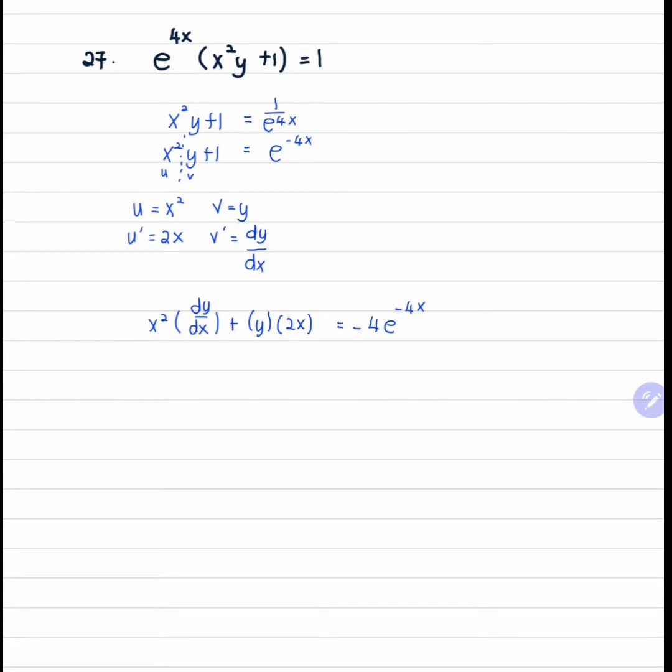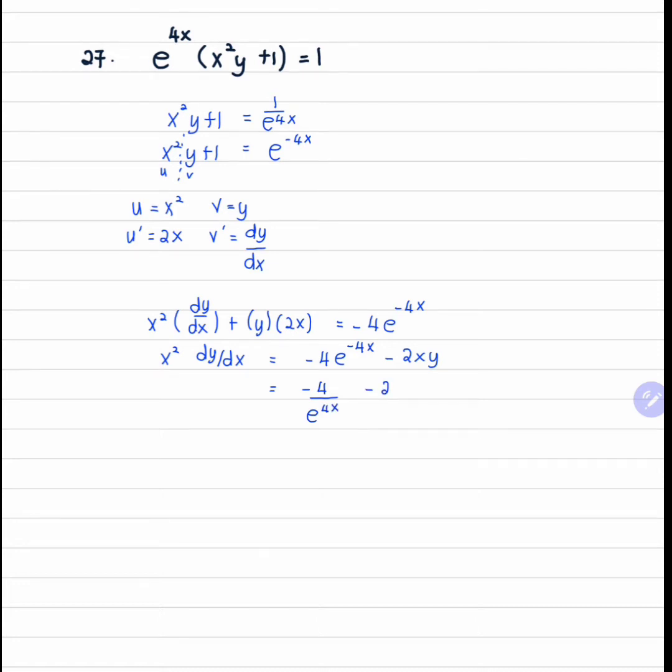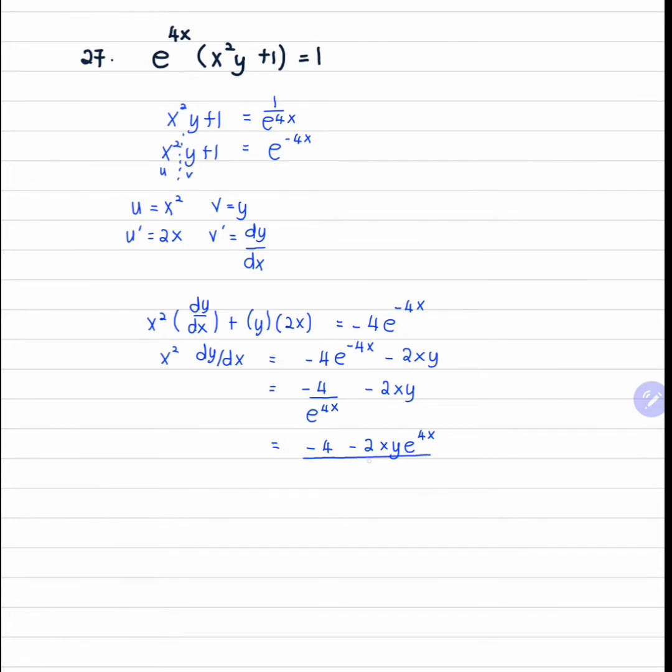Okay, then we arrange. So we get x square dy/dx equals negative 4e power of negative 4x minus 2xy. Okay, I arrange this first: negative 4 over e power of 4x minus 2xy. Okay, multiply up first: 2xy e power of 4x over e power of 4x.